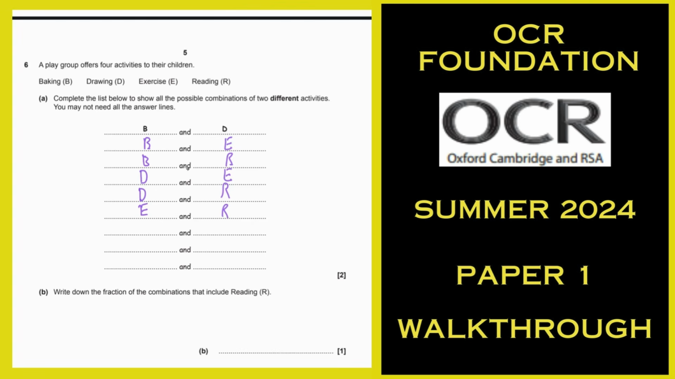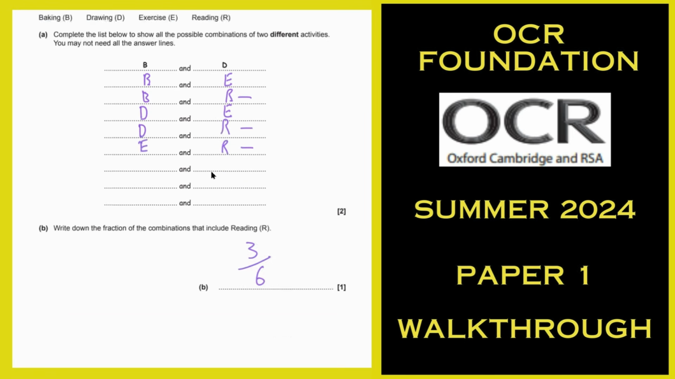That's important because for part B, write down the fraction that include reading. So it's out of 6, 1, 2, 3 out of 6. Or if you cancel it down to a half, you're entirely welcome to do that.